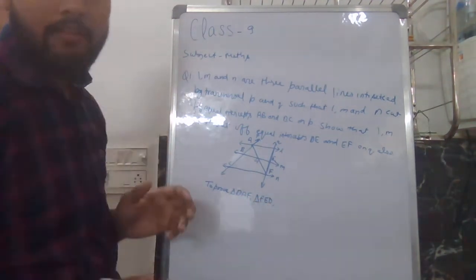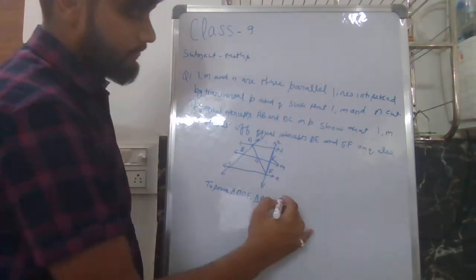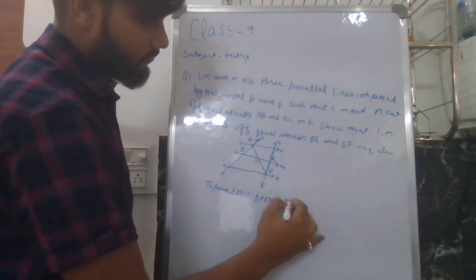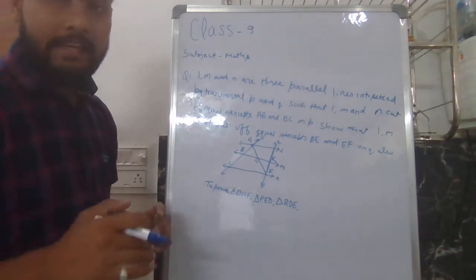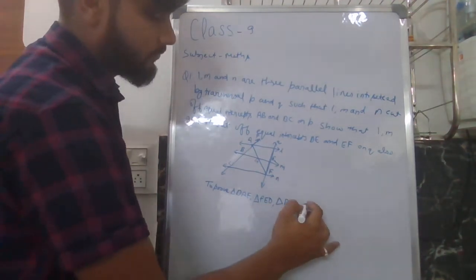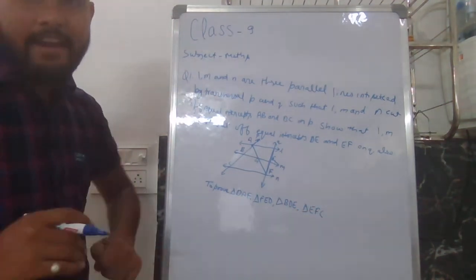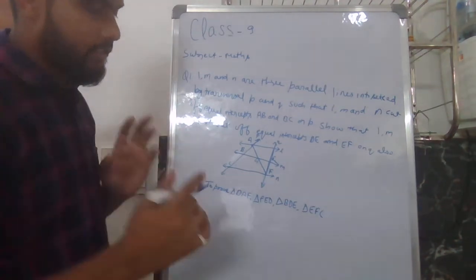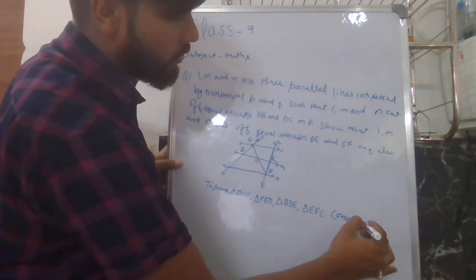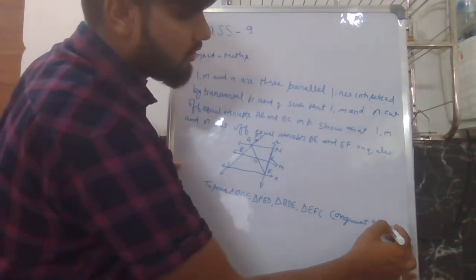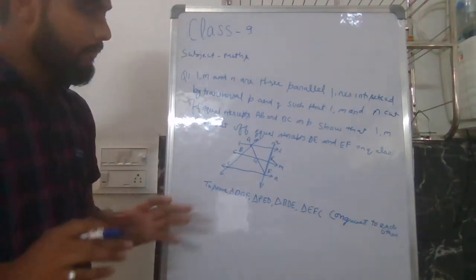FED. And after that we have to prove triangle BDE. And after that we have to prove triangle EFC. And we can see that these triangles are congruent to each other. Okay, so I hope everyone is clear.